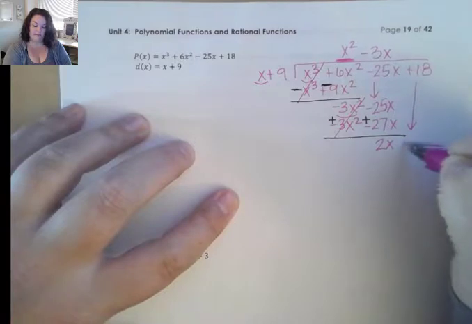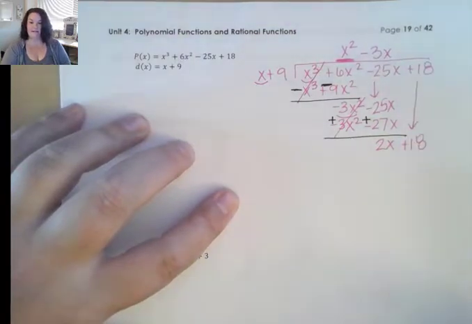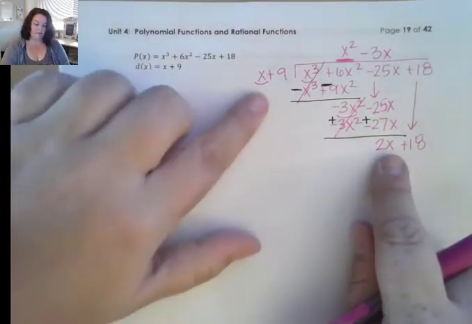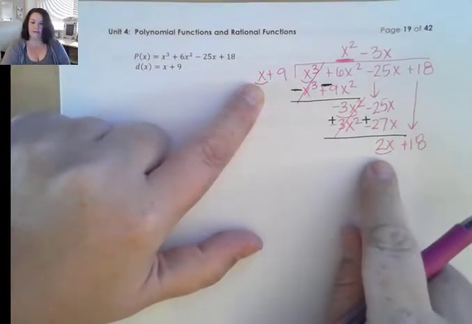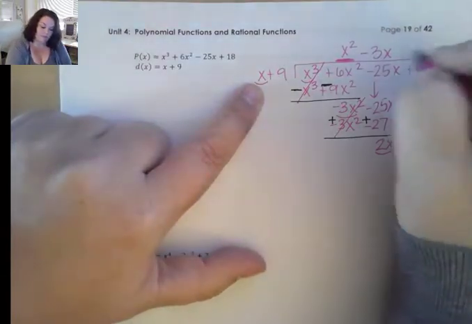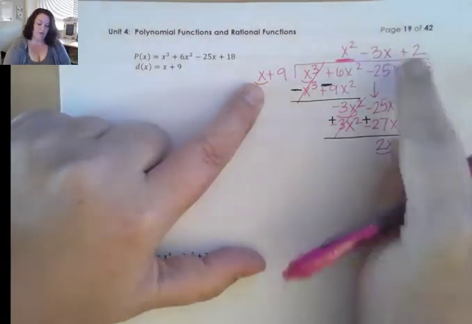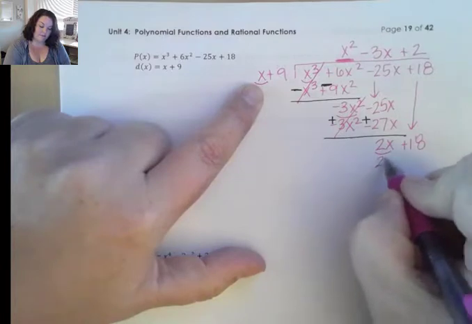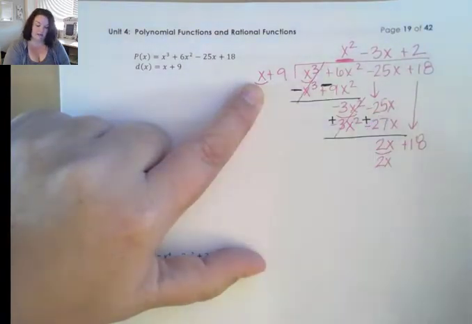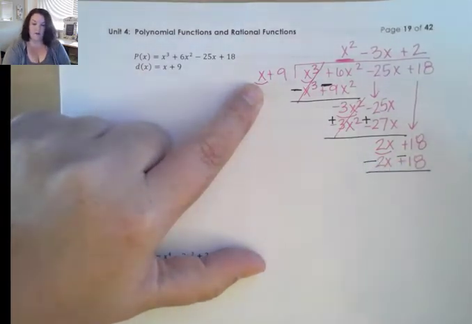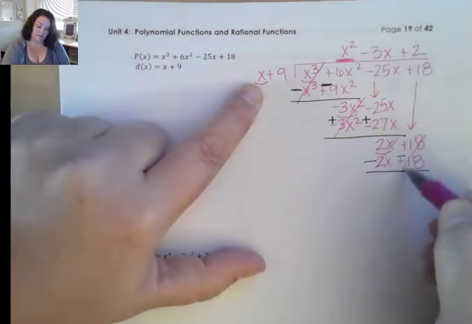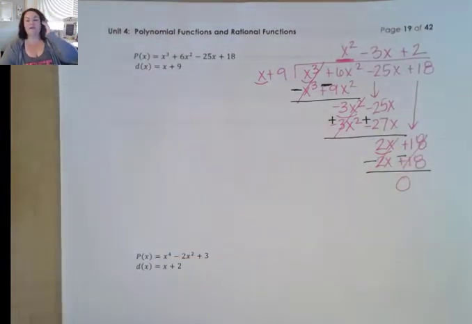And then I bring down my next term, which is a positive 18. What do I need to multiply my leading term x by so it looks like this leading term 2x? All I need is a positive 2. So plus 2. 2 times my x out front gives me 2x. 2 times my 9 out front gives me positive 18. And then when I draw my line and change my signs, notice both of these are going to cancel out. So again, I'm getting a 0 remainder. A 0 remainder means I had none left over.